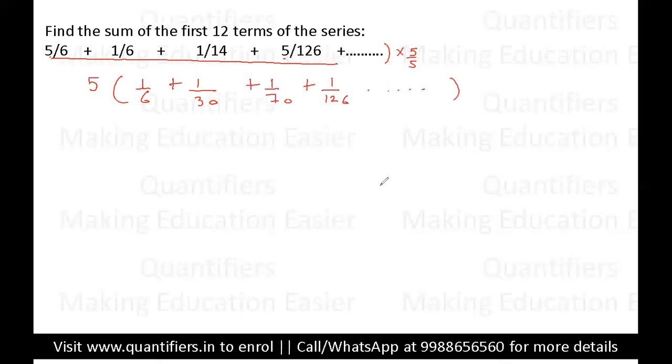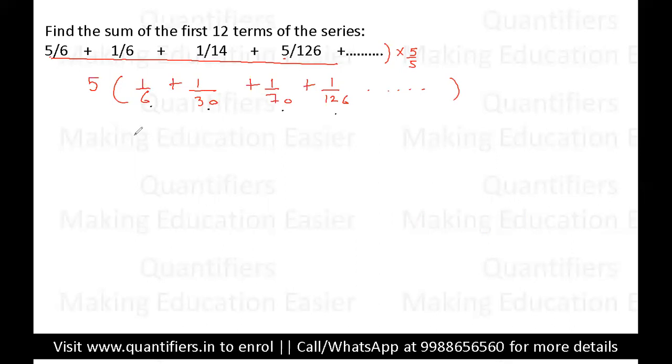So I hope till here it is clear to all of you. 5 हमने common ले लिया है. So after taking 5 common, I'll be left with these 4 terms: 1 by 6, 1 by 30, 1 by 70, 1 by 126. Now students, just look at the denominators. If you look at the denominators, each denominator is even.